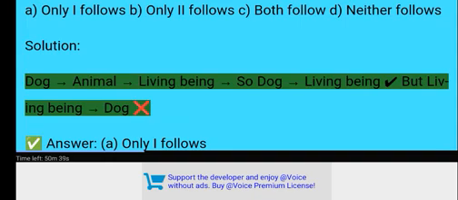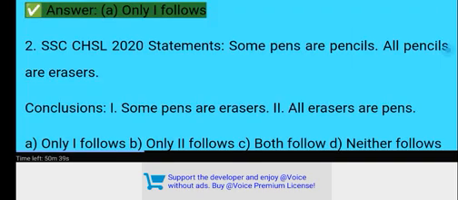Solution. Dog → animal → living being, so dog → living being, checkmark. But living being → dog, cross mark. Checkmark, answer: Only 1 follows.